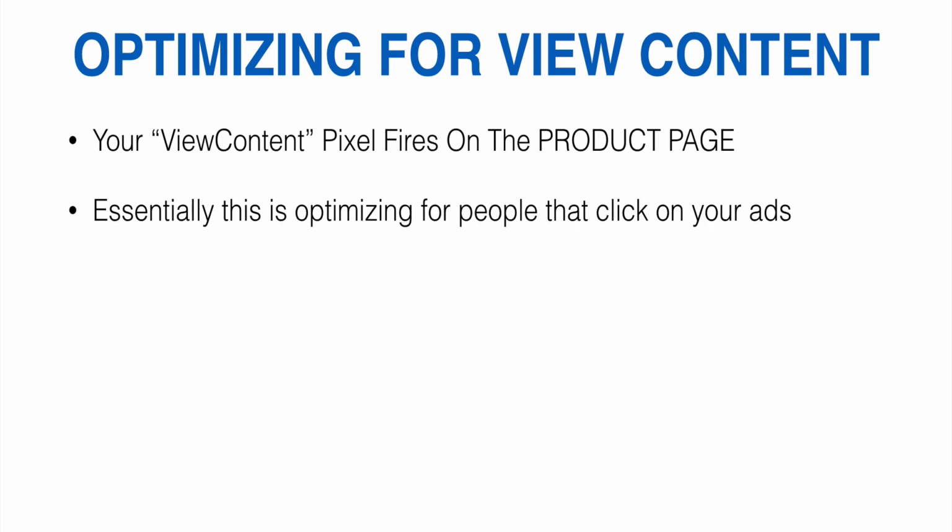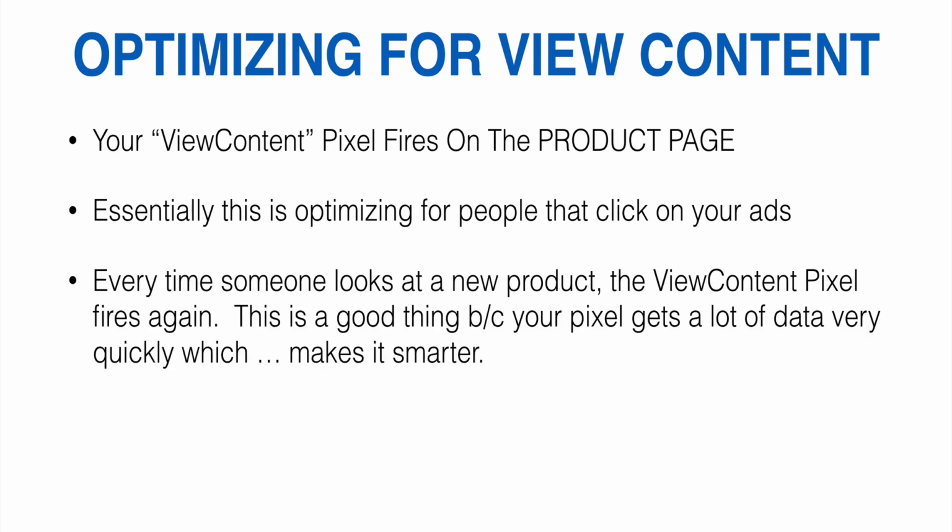So essentially, you're optimizing for people that click on your ads and view a product. So these are people that are most likely to at least view a product on your website. Every time someone looks at a new product, like I said, the view content pixel fires again. Now, this is a very good thing because your pixel gets a lot of data very quickly, which makes it smarter. Okay, so you can't really think of it like it's just people that click, because somebody could click and then instantly bounce off your site.